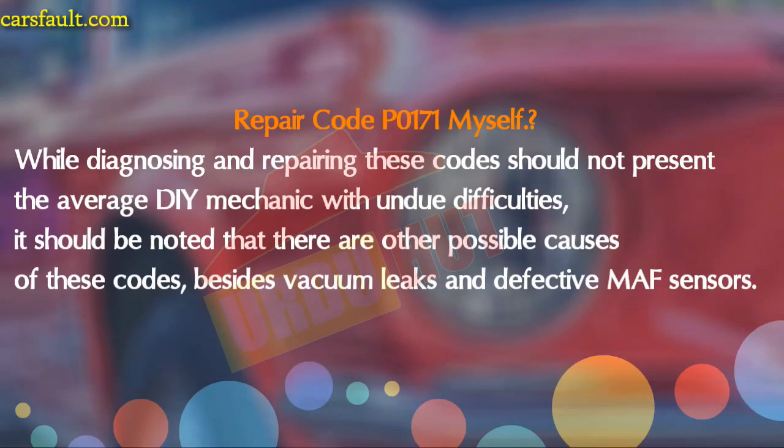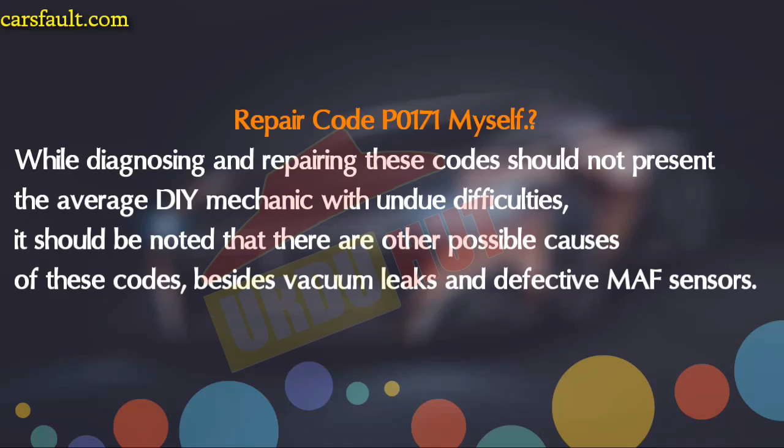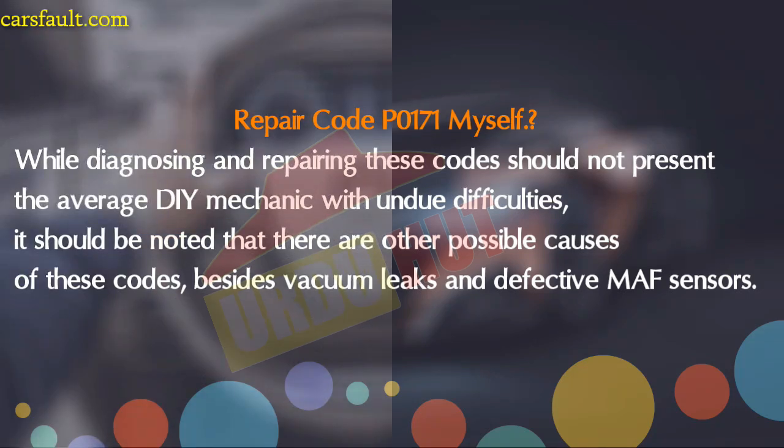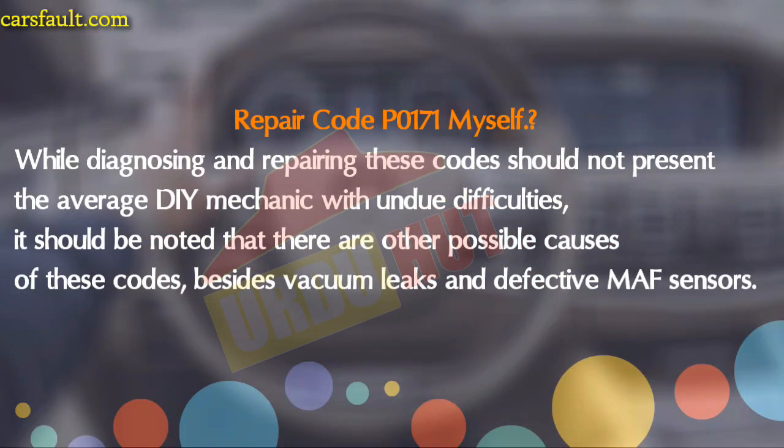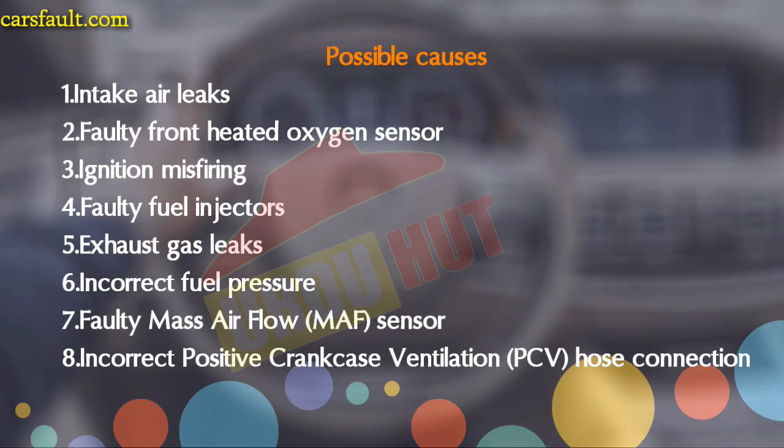So lots of people ask, can I repair this code P0171 myself? While diagnosing and repairing this code should not present the average do-it-yourself mechanic with undue difficulties, it should be noted that there are other possible causes of this code, such as vacuum leaks and a defective MAF sensor. So there are 8 possible causes.